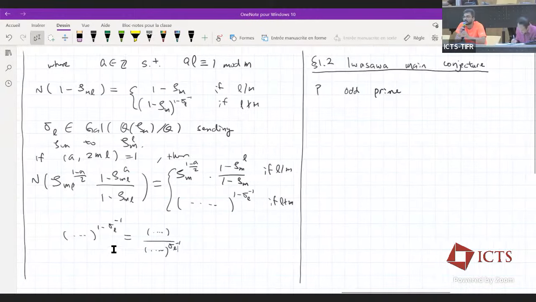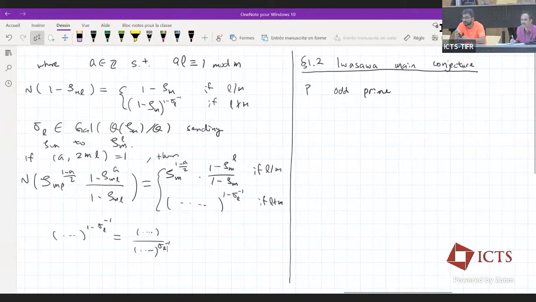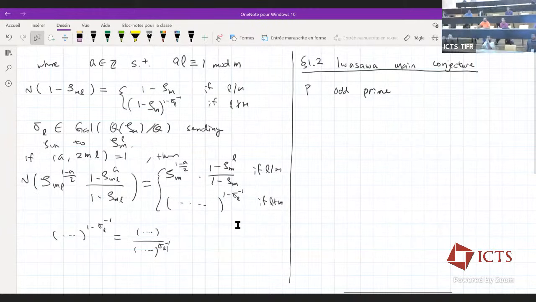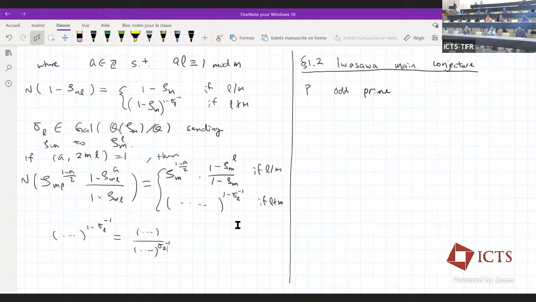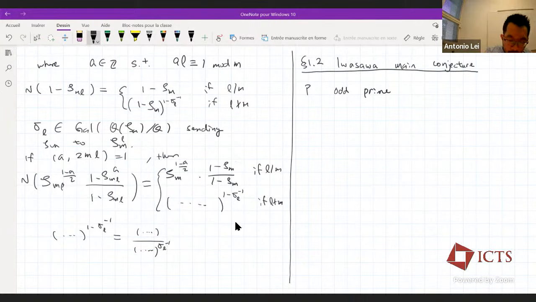And when we look at that norm for the first case, shouldn't it be 1 minus zeta M to the A, not to the L? Oh yes, that's correct. Sorry about that. Thank you.